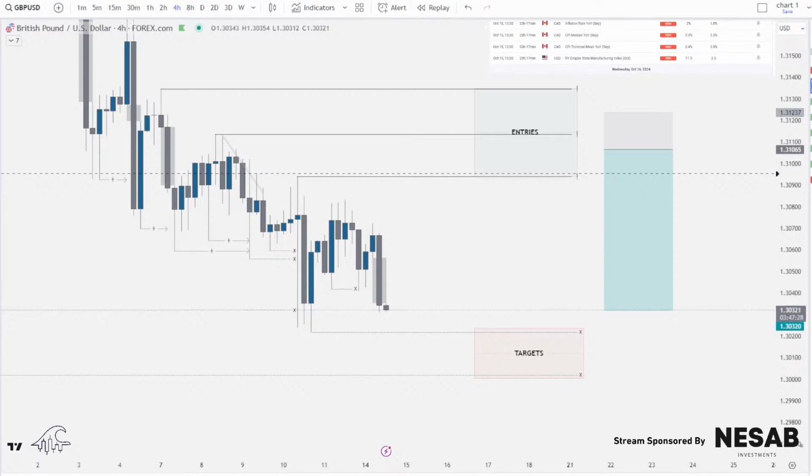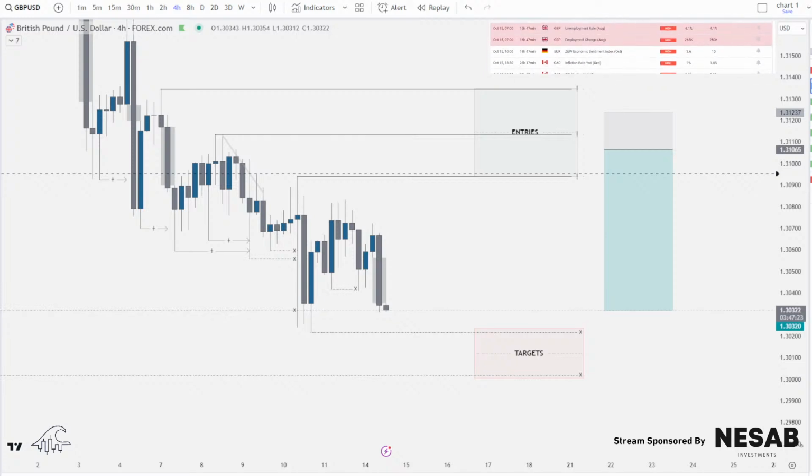Okay, so you can see in the top left, we have the fundamentals for today. Oh, we don't actually have any fundamentals today. I'm lying. These are the fundamentals for tomorrow. So we have the unemployment rate for GBP, the inflation rate for CAD, economic sentiment index, CPI, and New York manufacturing. So not a huge amount. That doesn't really hold a huge amount of relevance for us right now. We'll get rid of that.